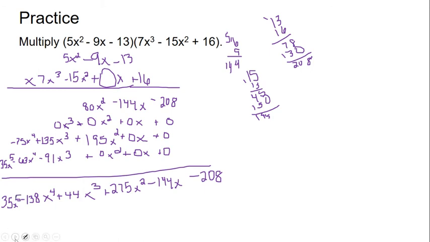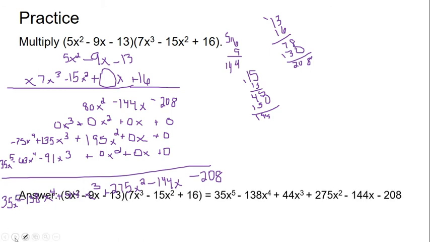So as you can see, multiplication definitely takes a lot of work. So we end up with 35x to the fifth minus 138x to the fourth plus 44x cubed plus 275x squared minus 144x minus 208. So you can pick whichever way of multiplication makes more sense, along with whichever way of subtraction and whichever way of addition.